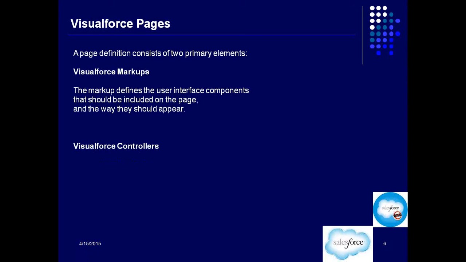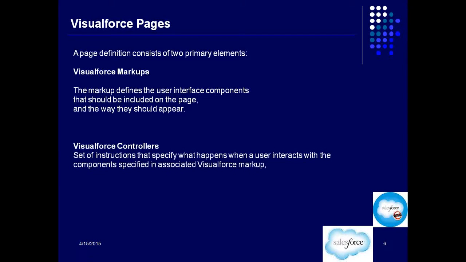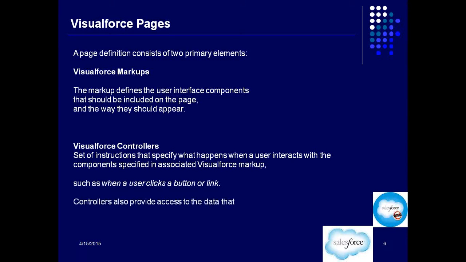So a Visualforce controller is basically a set of instructions that specify what happens when a user interacts with the components specified in the associated Visualforce markup. So what happens when the user interacts with the markups or with the components of the Visualforce page? That is the controller. That is what a controller does. Okay. Such as when a user clicks on a button or a link. Controllers also provide access to the data that should be displayed in the page. So controller not only controls the actions, it also controls what data will be displayed on the page.